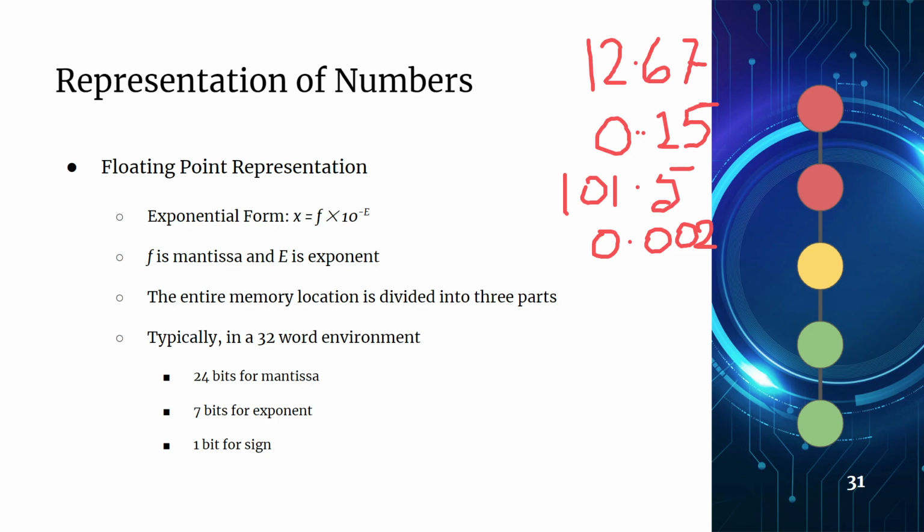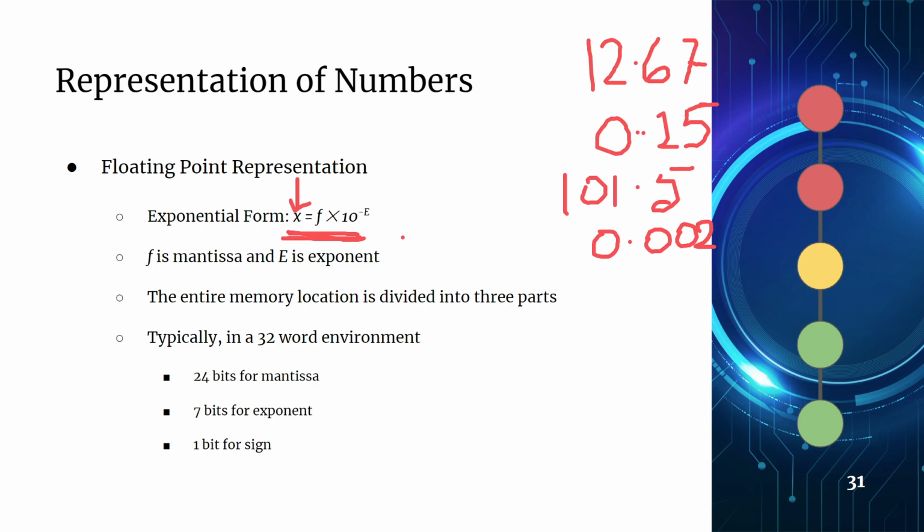But as you can see, these are very different representations, and when we want to work with a computer, we have to have a very specific and fixed way of representing these numbers. Hence comes the floating point representation. All numbers are expressed in a single type of format: if any number is given in any format, it will be converted into f times 10 to the power minus e format.